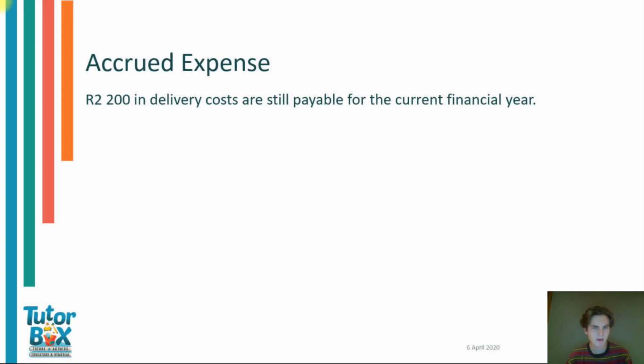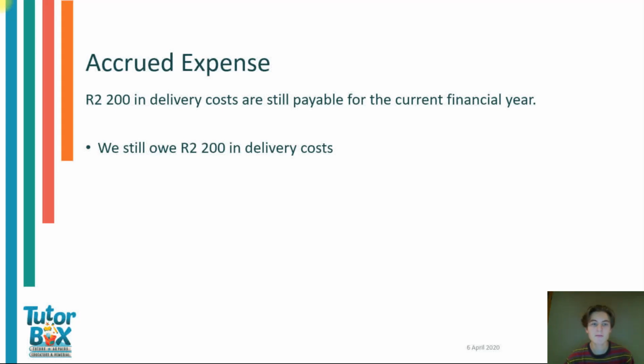However, we are now at the end of the current financial year. So what will we do? We need to create an accrued expense account in order to state that, yes, we are aware that we still owe this amount of money. However, we haven't paid it, and we still have to record it as an expense because it's relevant to this current financial year. We cannot just leave it out.